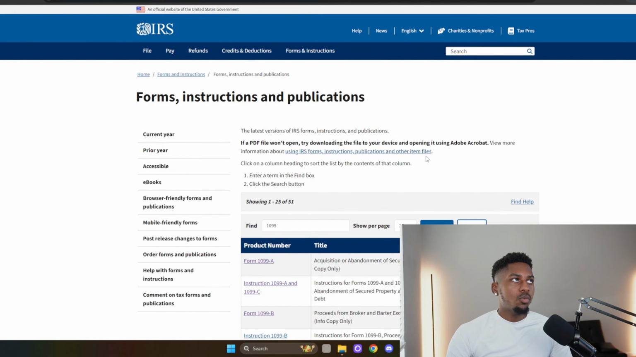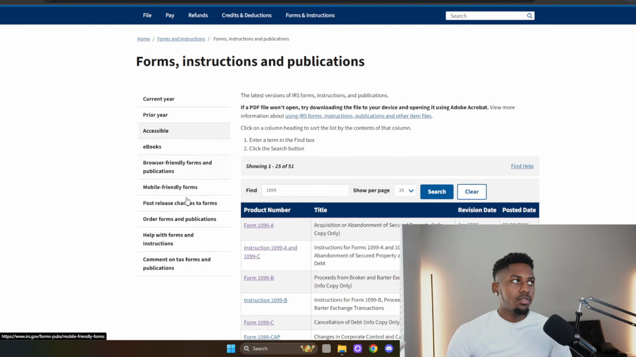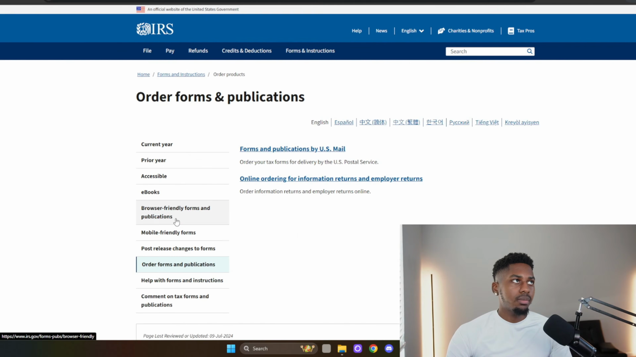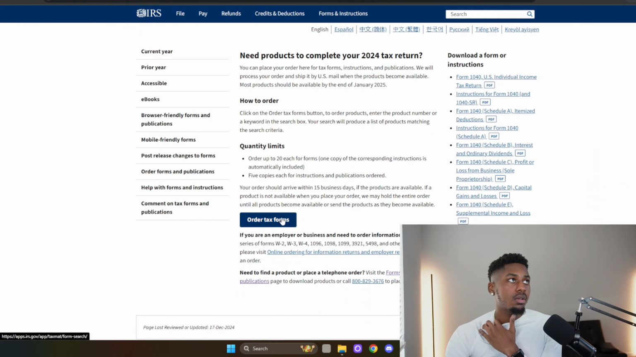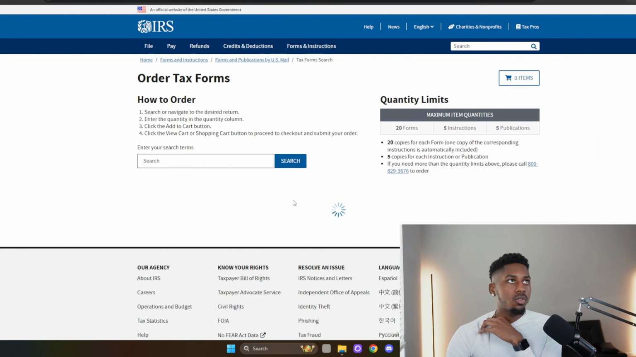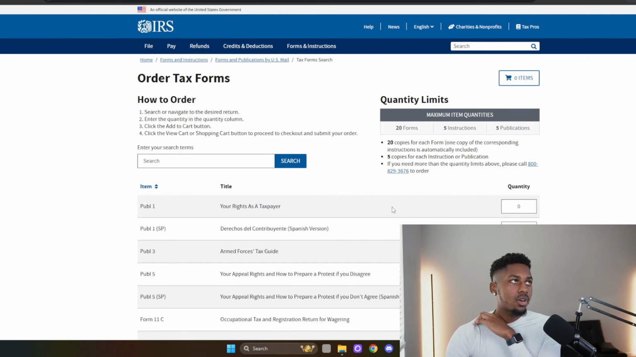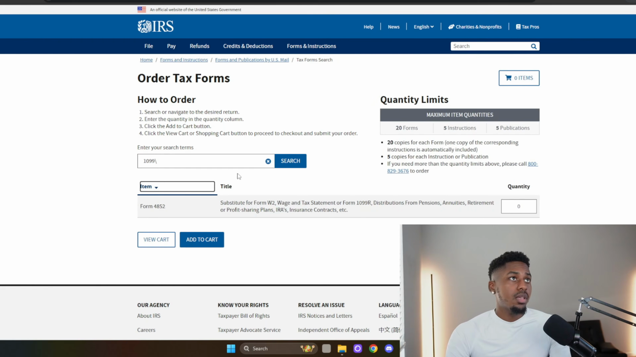If you want to order these forms, all you have to do is come down here, click order forms and publications. You can do an online order, or you can go to forms and publications by US mail. Click order tax forms, and you can order up to 20 for each form, and you put your quantity. Look, type in 1099.